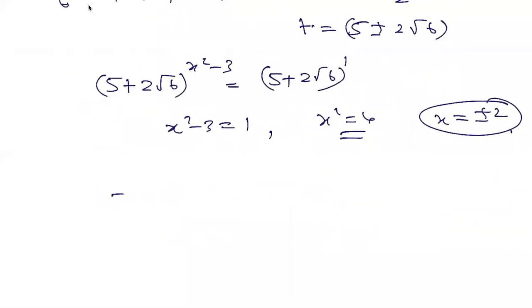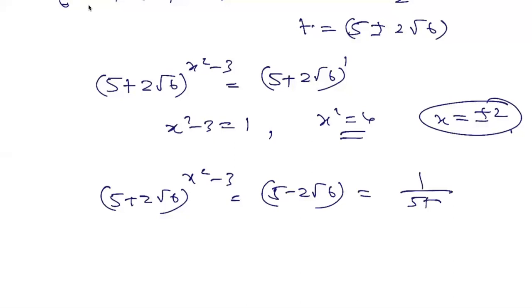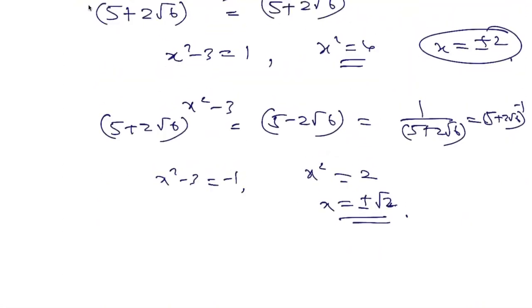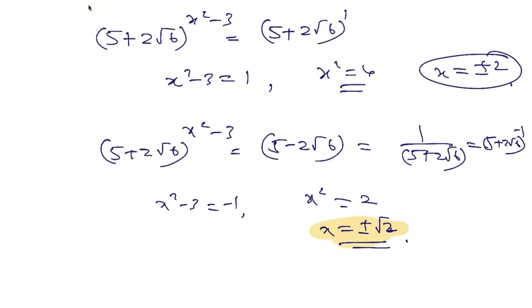And when I'm saying 5 plus 2 root 6 to the power x square minus 3 is equal to 5 minus 2 root 6, this is nothing but the reciprocal of 5 plus 2 root 6. This is 5 plus 2 root 6 to the power minus 1. So x square minus 3 is equal to minus 1, so x square is equal to 2. x is equal to plus minus root 2. Right, x is plus minus root 2 and x is plus minus 2. These two are my working. Right, is it okay?